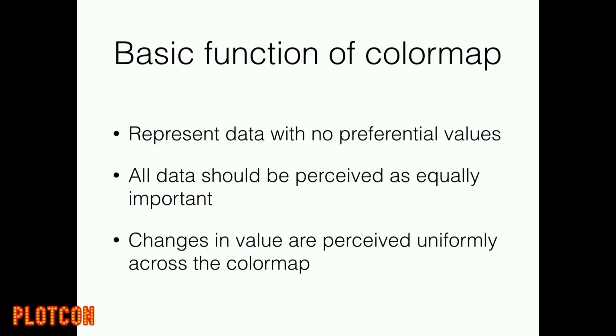I claim that the basic function of a color map is to represent data with no preferential values as a basis. We'll talk about exceptions to that. So all data should be perceived as equally important. Therefore, changes in value should be perceived uniformly across the color map.